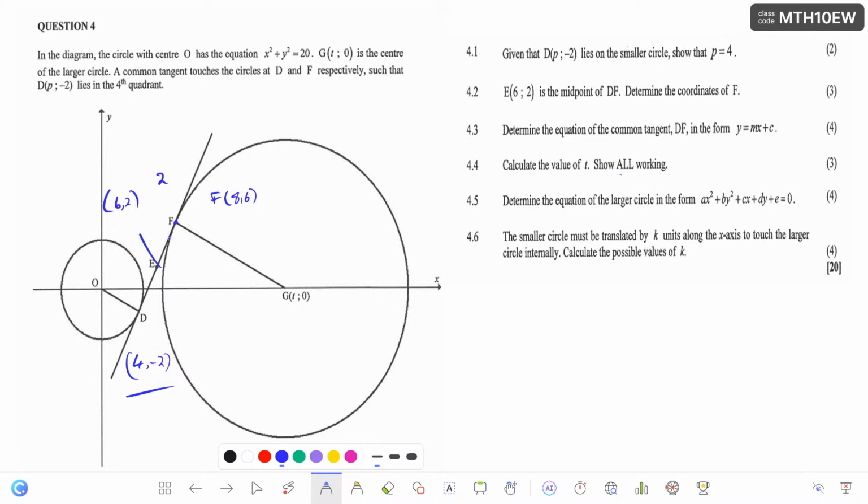Okay, this line is perpendicular to this one, which forms 90 degrees. Why? Because it's a line from the center to the tangent. So it forms 90 degrees here. So okay, we can say gradient of DE times gradient of FG is equal to negative 1. Why? Because those lines are perpendicular, being a line drawn from the center of a circle to a tangent.